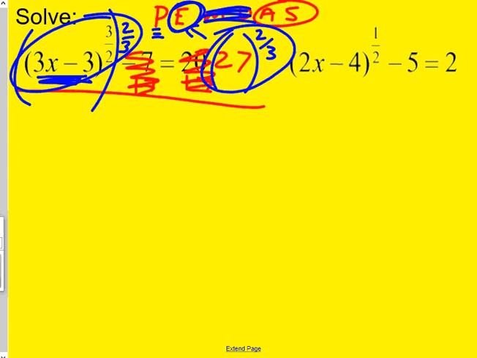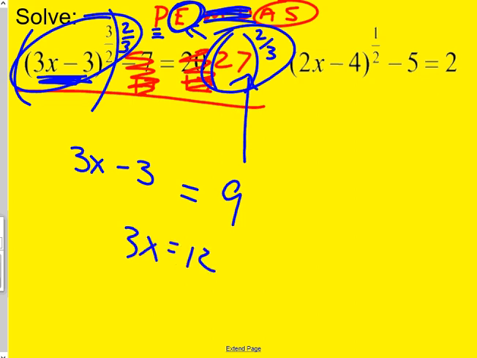So random person. 27 to the 2/3. Row 2, person 5. 2 almost in the back. Yes, you. Yep. 27 to the 2/3 is 3, and then you square it, makes 9. Good. So this is 9, and this is really messy, so I'm going to rewrite it. 3x minus 3. Now I'm doing the parenthesis part last. Does that make sense? Yeah, because we're doing things in opposite order. So, all right, now I'm going to add 3 to both sides. 3x equals 12. Divide both sides by 3, x equals 4. Yay, it worked.